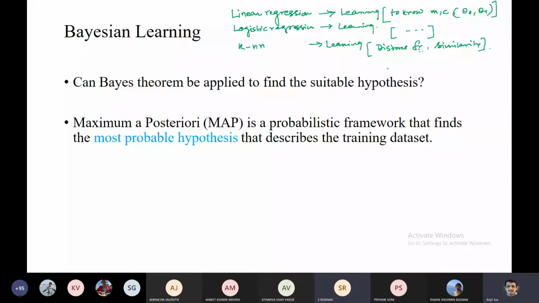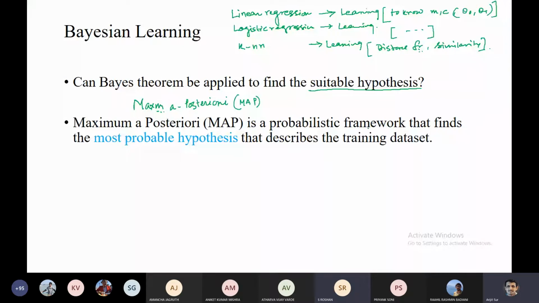Okay. Now here, what do you mean by learning? So can Bayes theorem be applied to find a suitable hypothesis? Now we have to try to find, what do we mean by Bayesian learning? Here we call it maximum a posteriori. This is the framework we want to learn. That is called MAP, maximum a posteriori. It's a very, very important thing.